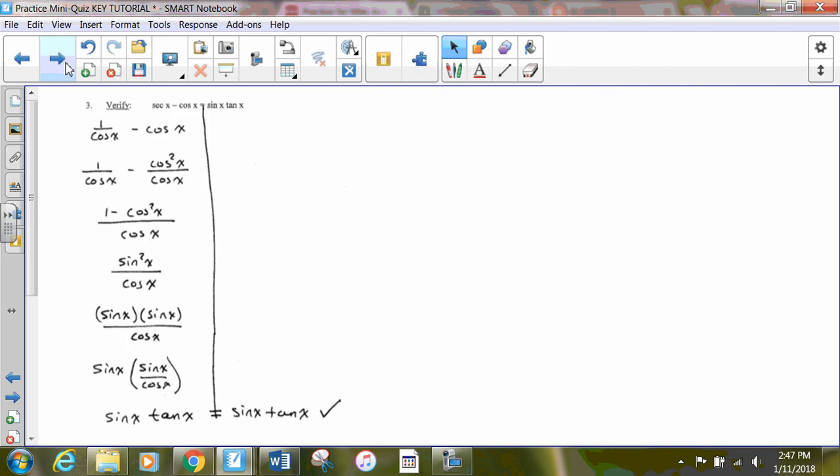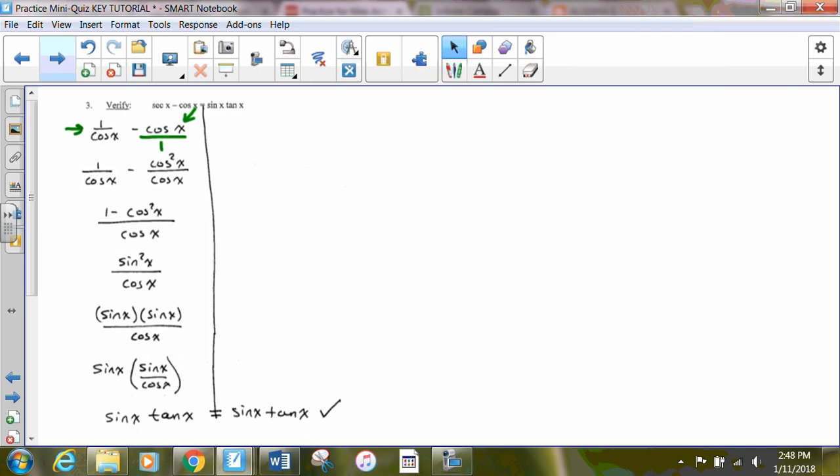And with this last one, we have to be really careful as we're working on this. I think most people did it the same way. Switching secant to 1 over cosine and just bringing down minus cosine x. Be really careful when we're looking at something that's a fraction and we're combining it with something that's not a fraction. Make that not a fraction. Put it over 1.